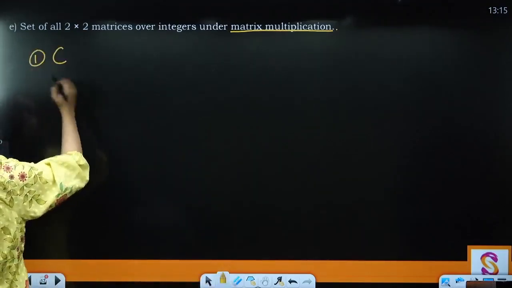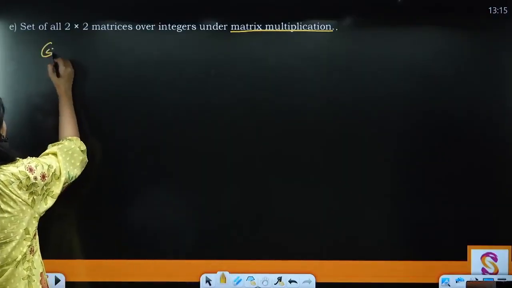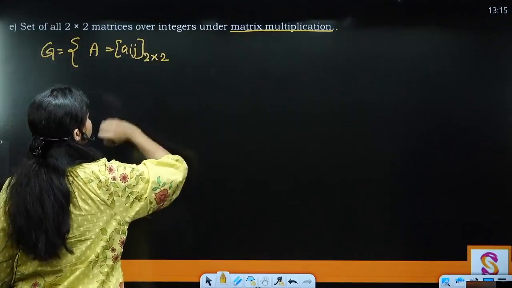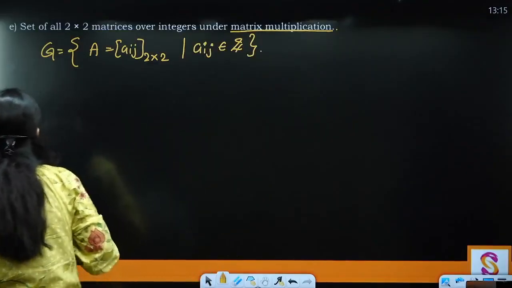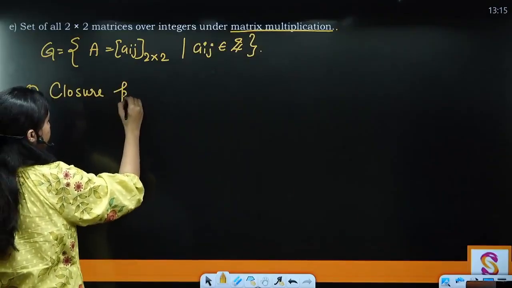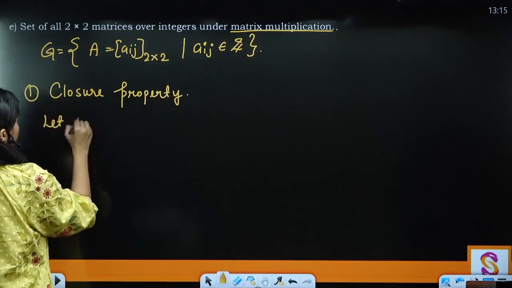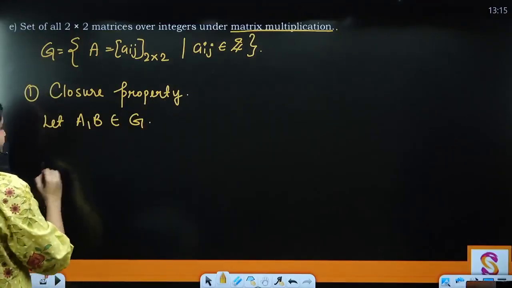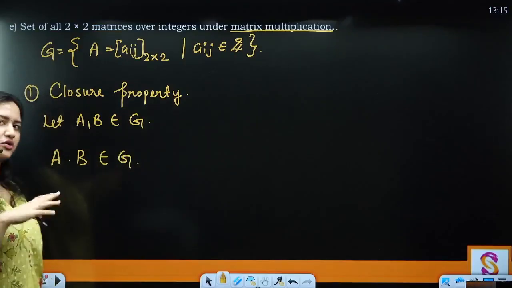First one, we can write the set here first. So G equals A, Aij 2 cross 2, Aij belongs to integer, right? Now first one is your closure property. Now let A comma B belong to G. A dot B is also going to belong to G only. The product of two integers is always going to be integers only.